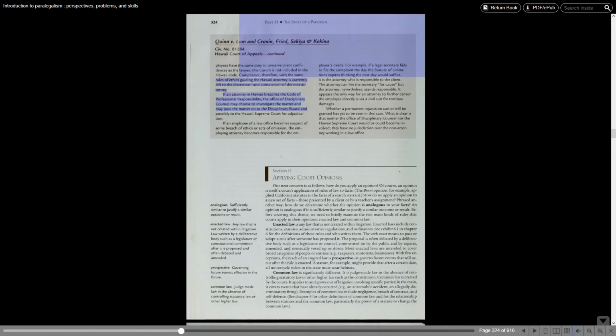of the non-attorney. If an attorney in Hawaii breaches the Code of Professional Responsibility, the Office of Disciplinary Counsel may choose to investigate the matter, and may pass the matter on to the disciplinary board and possibly to the Hawaii Supreme Court for adjudication. If an employee of a law office becomes suspect of some breach of ethics or acts of omission, the employing attorney becomes responsible for the employee's deeds.